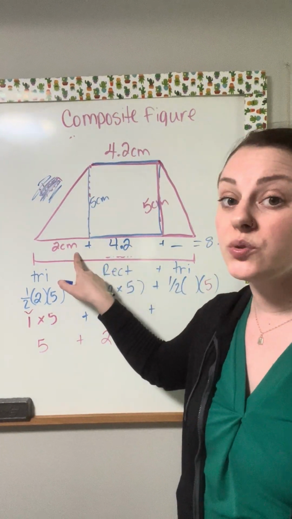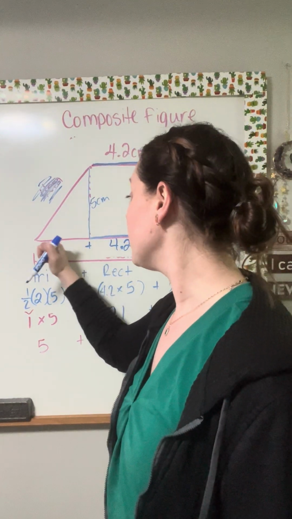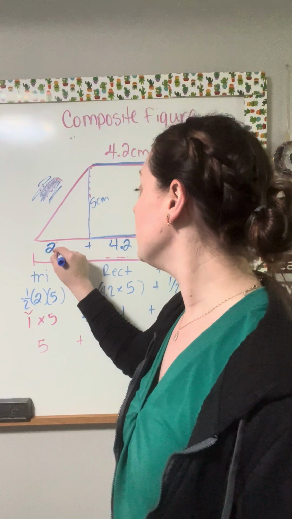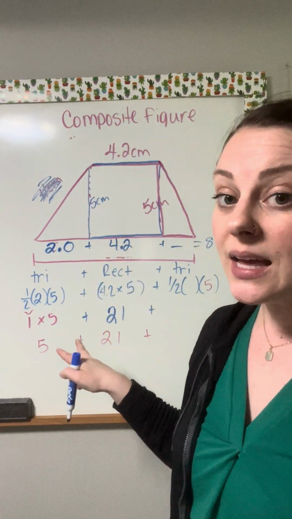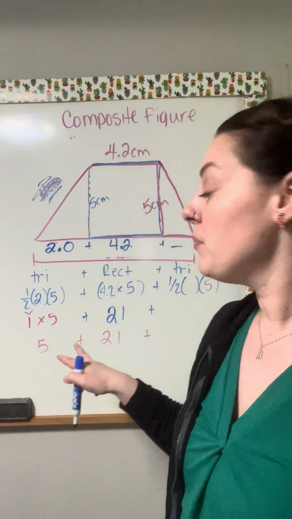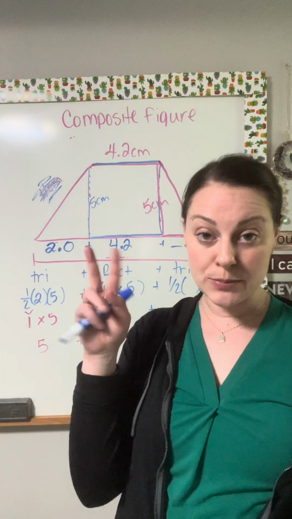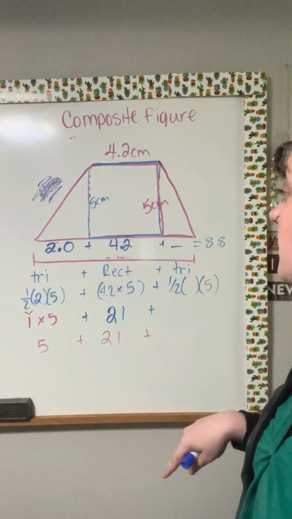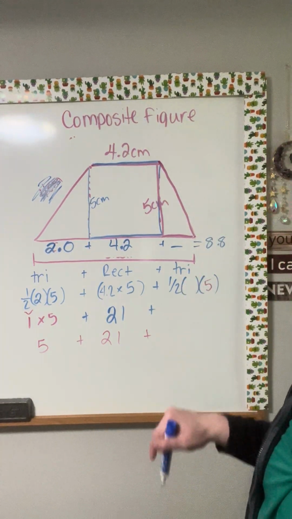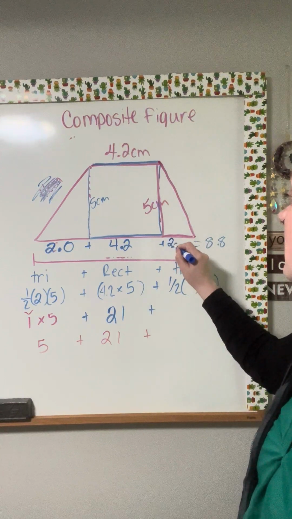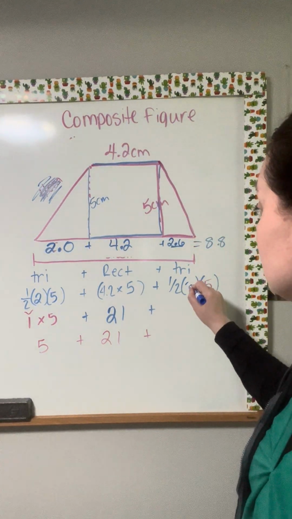So in order to do this, you have to add these numbers together. 4.2 plus 2. Put 2.0 and line the decimals up, okay? That'll help you. Put 2.0 and then line those decimals up and add. You're going to get 6.2. Sorry, I was looking at the numbers backwards. 6.2, okay? Now, 8.8 minus 6.2 is 2.6. So I have 2.6.